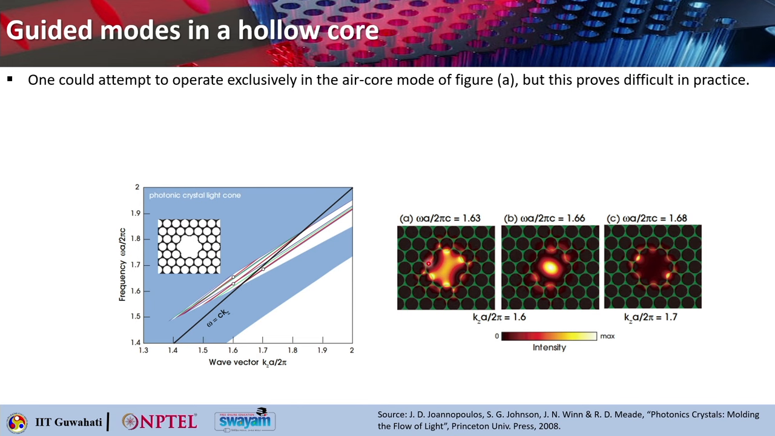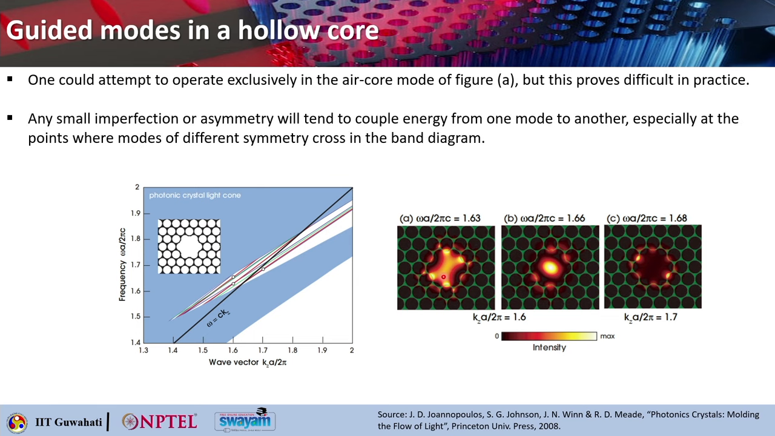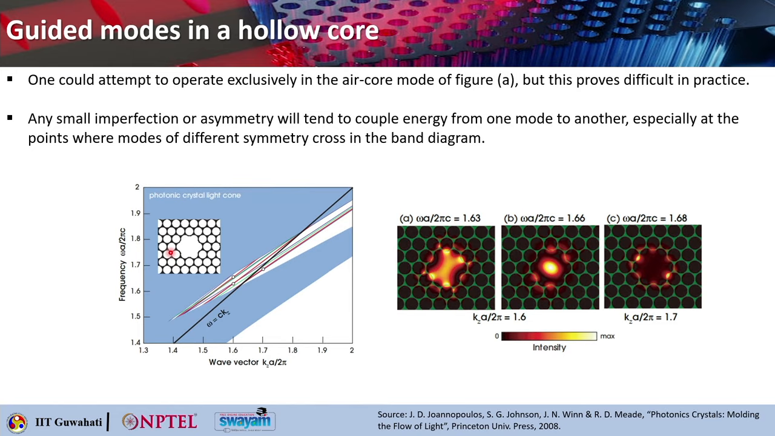But what we plan may not happen all the time. Sometimes it proves very difficult in practice to work only in this particular case. Any small imperfection in making this photonic crystal fiber, or any asymmetry, will tend to couple energy from one mode to another, especially at the points where modes of different symmetry cross in the band diagram. That is where the coupling of energy between modes will be higher, and then you will not be able to excite only the air core mode that you see in figure A. So you will have to live with the surface states as well.